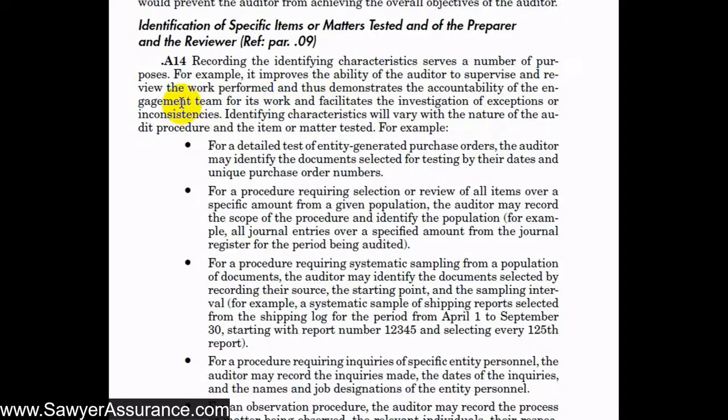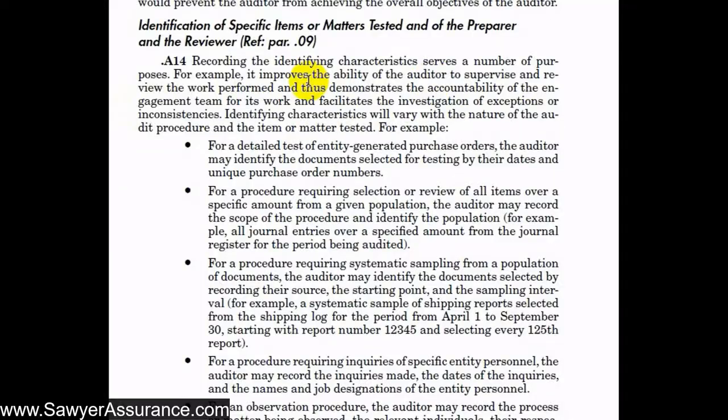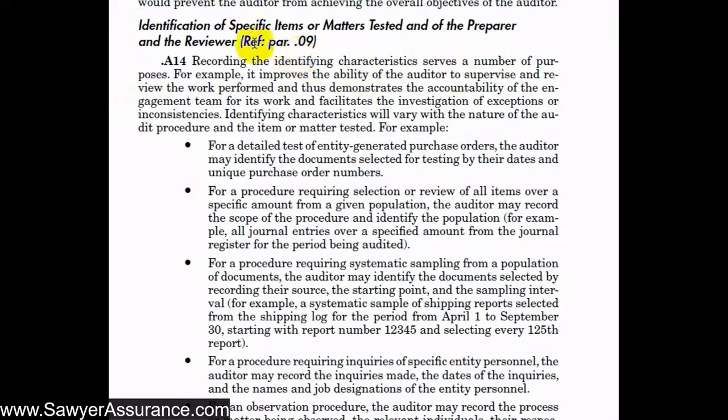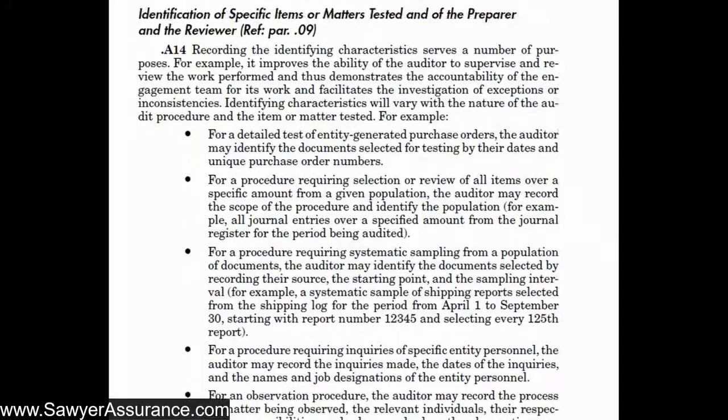So overall, if the engagement team is required to record the specific items that it looked at, they're more likely to act with integrity. And for the engagement partner, or the one he delegates to review the work, it's easier to identify the items that were used in the audit procedures and to supervise the engagement in that way. So the identifying characteristics of the documents that are used in the performance of the audit procedures can come in a different nature according to the procedure or the matter tested. So we have several examples here of different types of identifying characteristics.